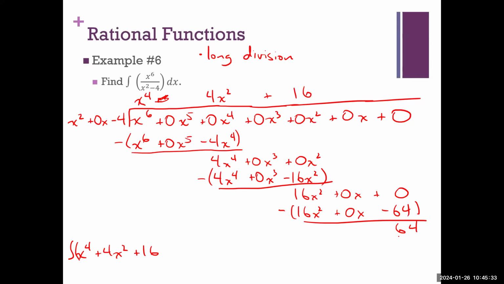What does this 64 really represent? It's what we had left, right? Remainder. That's the remainder. So 64 divided by x squared minus 4. Basically what we did is this: we started at a place where the degree of the numerator was not smaller than the degree of the denominator. But how about now? I think now we have that, right?